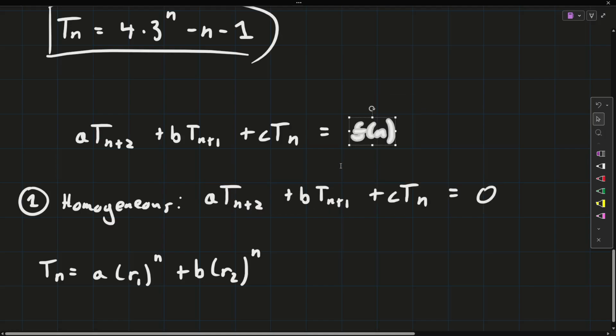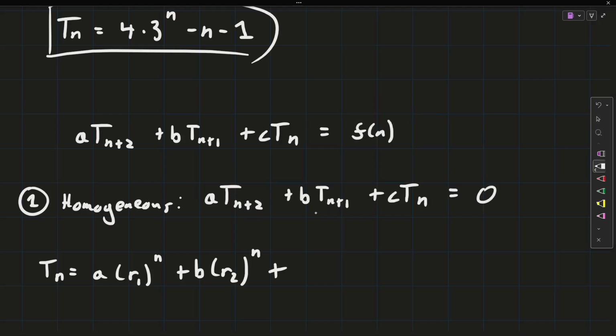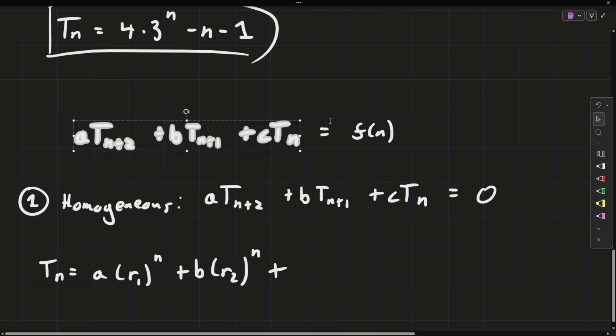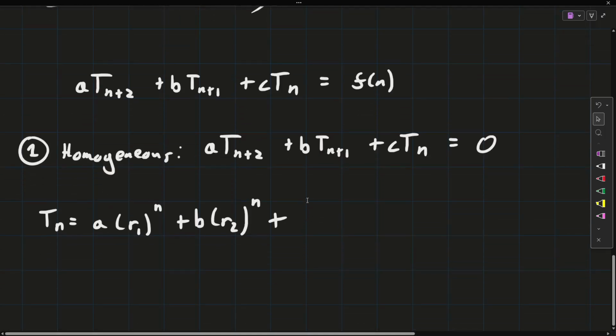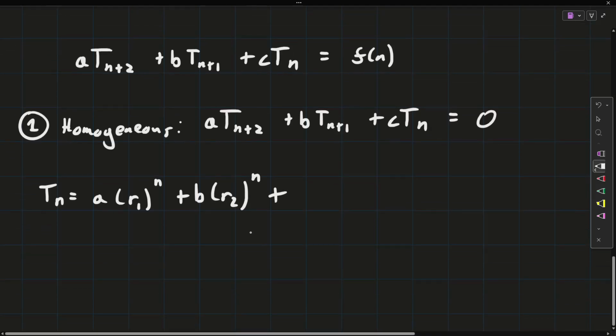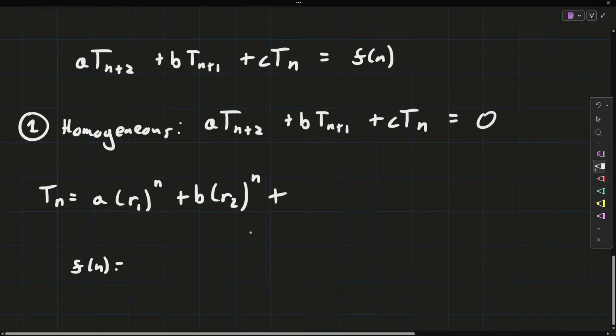Now we have to take care of the f of n part. We need to add something onto this to take care of it, because right now our solution will make this equal to 0, but we want this to be equal to f of n. So what we have to do is add on a generalized version of f of n, and I'll tell you why now. Let's say f of n is a linear function, like 3n minus 7.